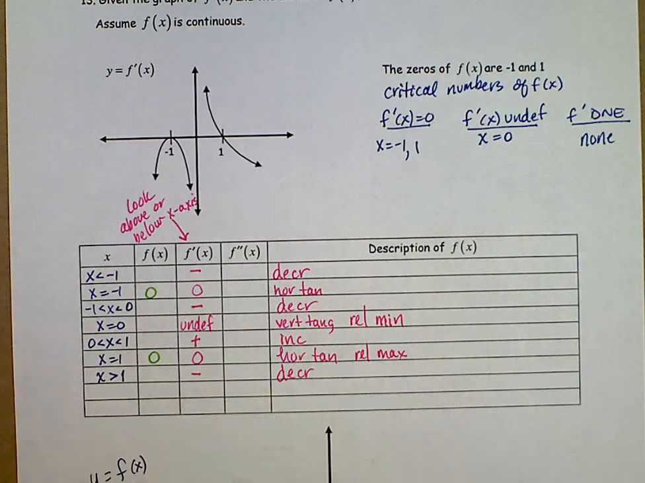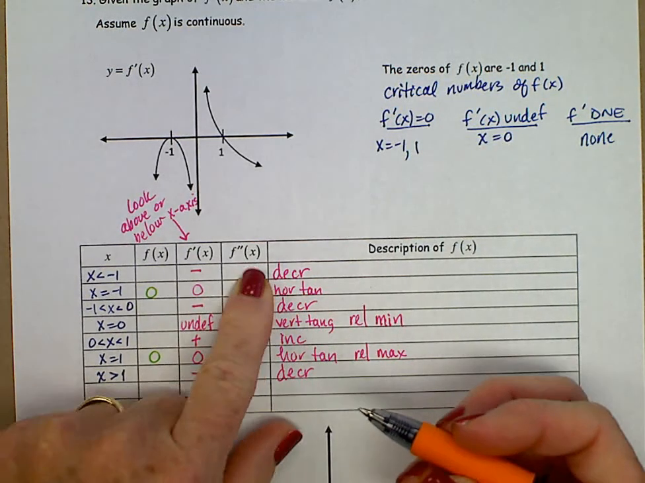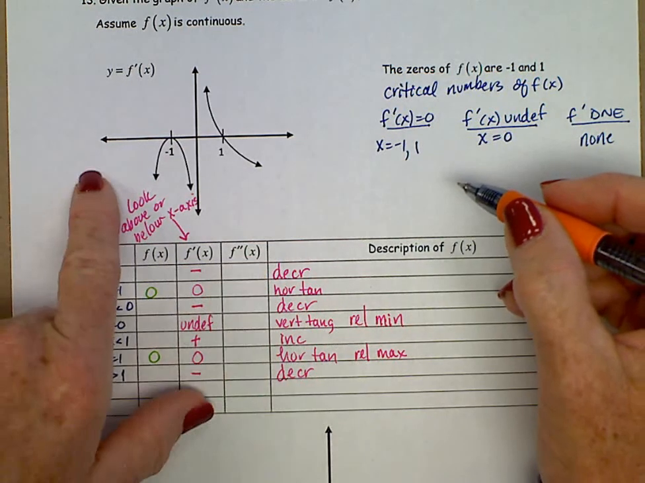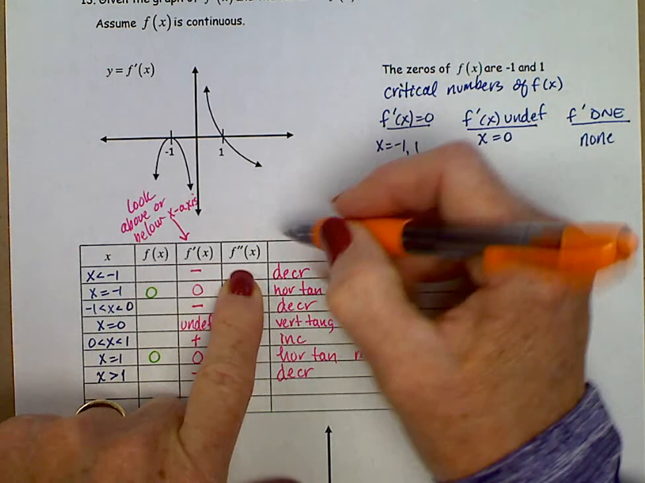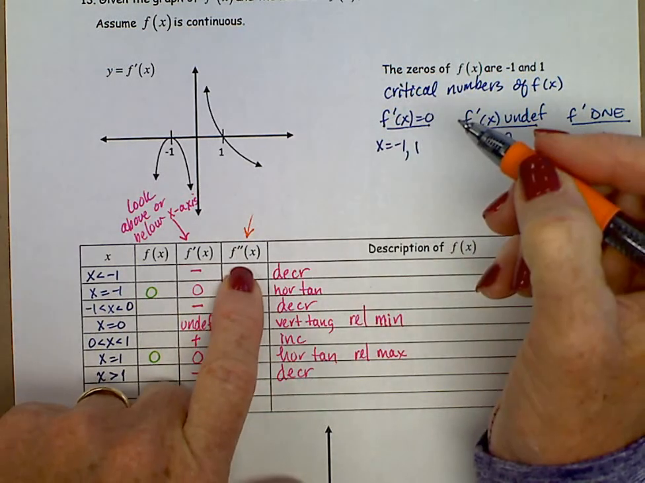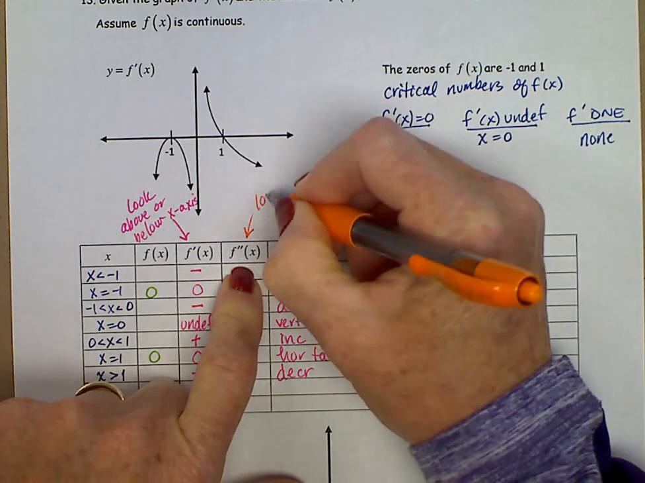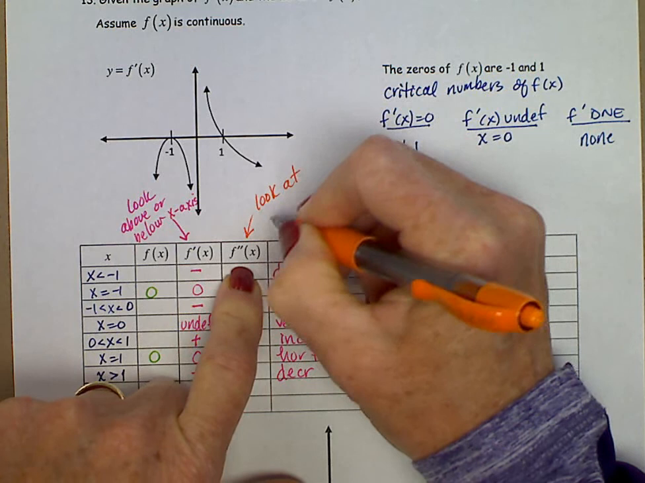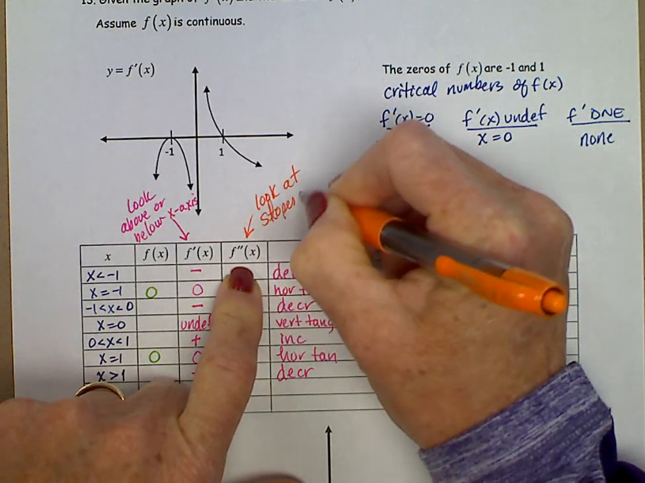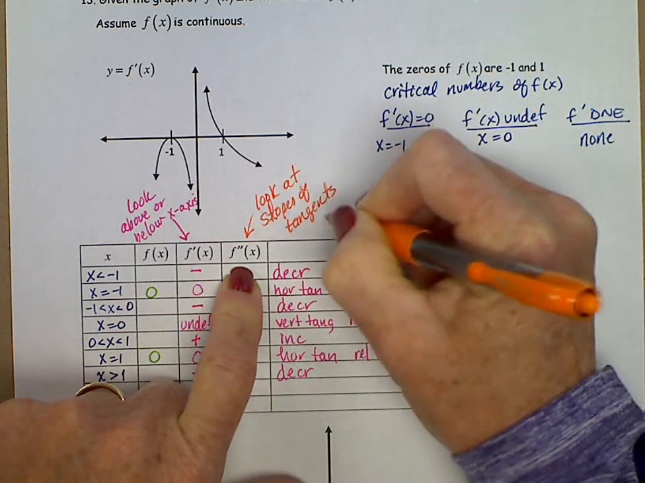All right, once we have that one, then let's go ahead and look at f double prime. And f double prime is the derivative of f prime, and a derivative describes slopes of tangent lines. So when you're filling out an f double prime column from an f prime graph, we will look at slopes of tangents of f prime.